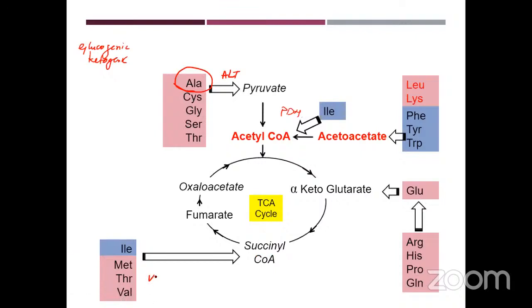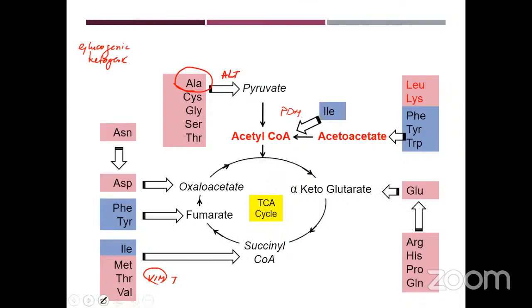They are, remember, valine, isoleucine, methionine, and threonine. They enter as succinyl-CoA. Okay, the details of these amino acids and their entry you will study under the TCA cycle. I'm just explaining an outline only. So alanine can enter into the pyruvate pathway.